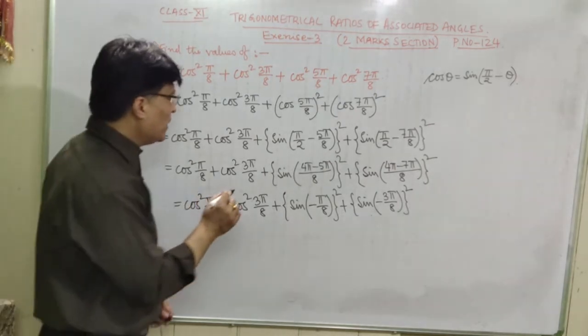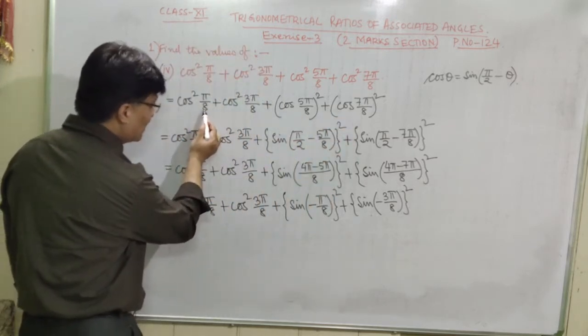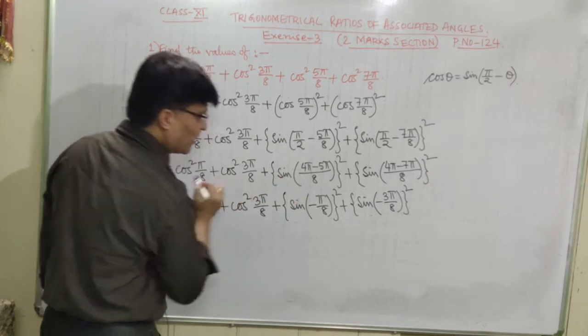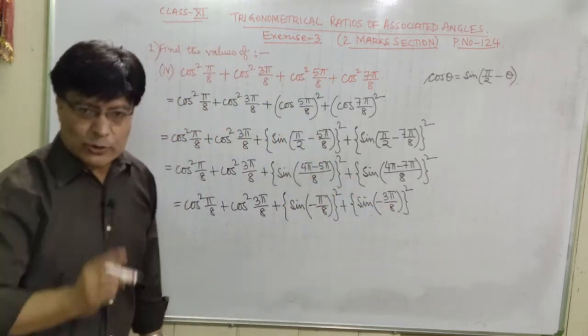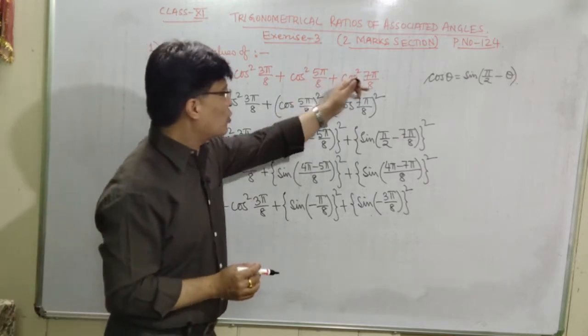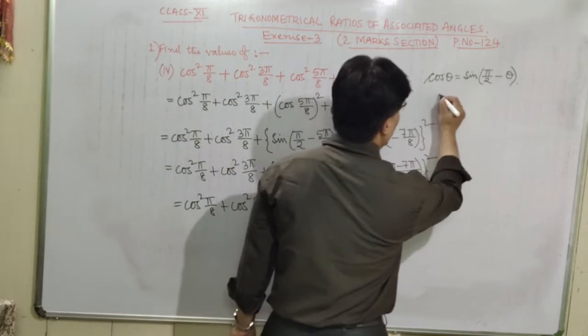So why are we converting this cos into sine? In order to get the same angle. This is pi by 8, this is also pi by 8. This is 3 pi by 8, this is also 3 pi by 8. That's why we are changing these two cos into what? Sine. So in this case, you can use this formula.